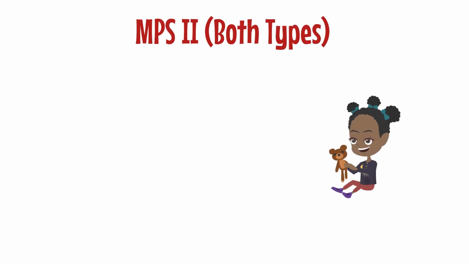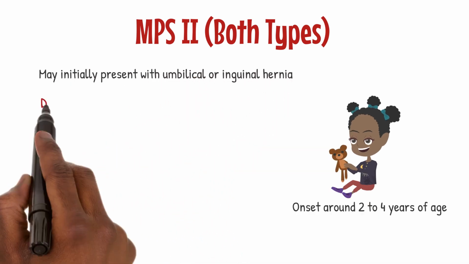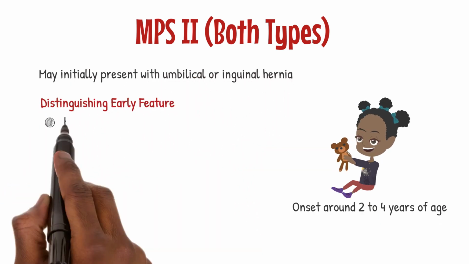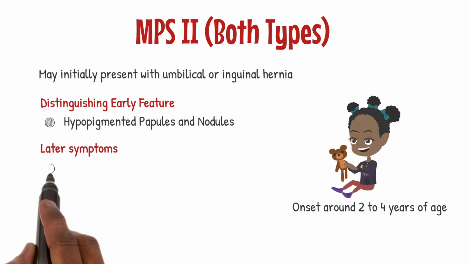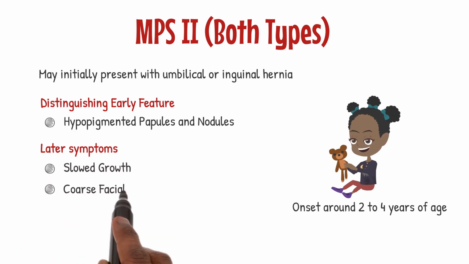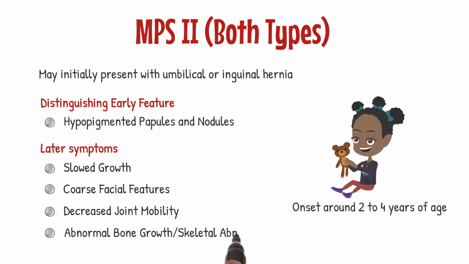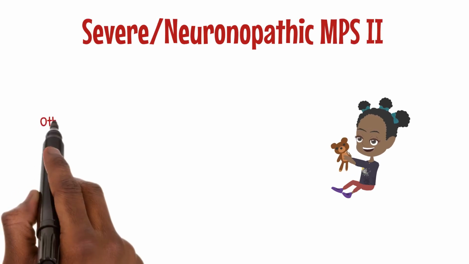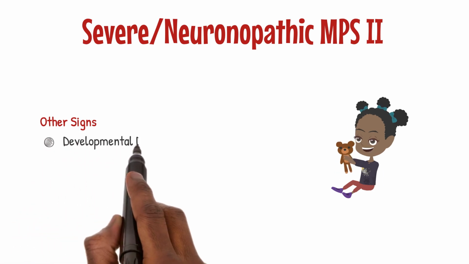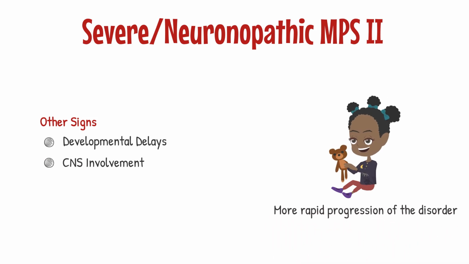Individuals with MPS II are usually asymptomatic until about age 2 to 4, though some may initially present with an umbilical or inguinal hernia. A distinguishing and early feature of MPS II are hypopigmented papules and nodules. Later symptoms may include slowed growth, coarse facial features, decreased joint mobility, and abnormal bone growth with skeletal abnormalities. Individuals with severe MPS II often also exhibit developmental delays, CNS involvement, and a more rapid progression of the disorder.